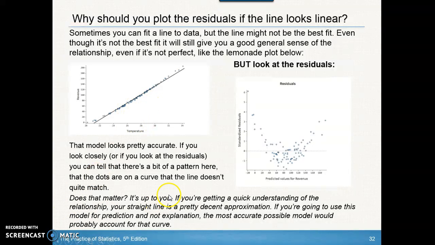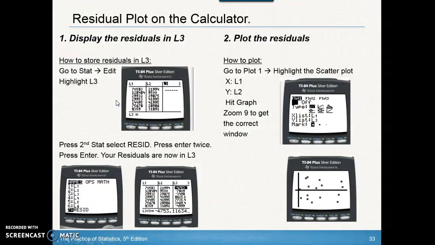Now, does that matter? It's up to you. If you're getting a quick understanding of the relationship, then maybe a line is probably a decent approximation. If you're going to use this model for prediction and not explanation, the most accurate possible model would probably account for that curve. So that would probably be okay as long as you have a model that's very accurate. So just be aware of that as you're looking at your residual plots.